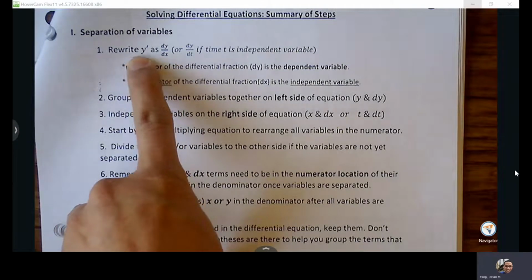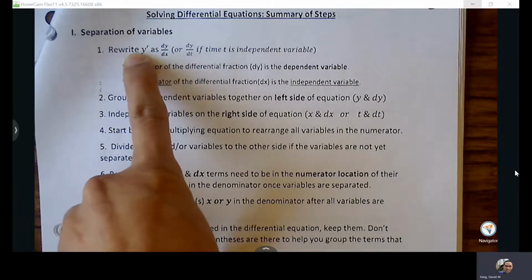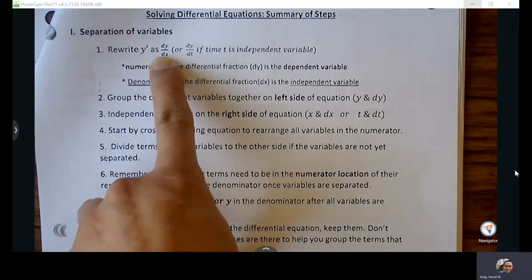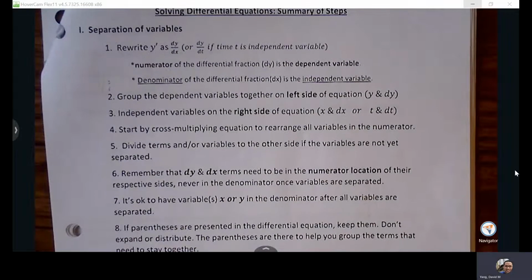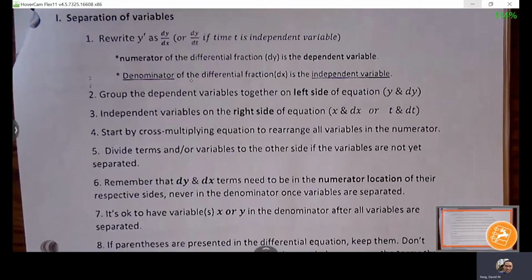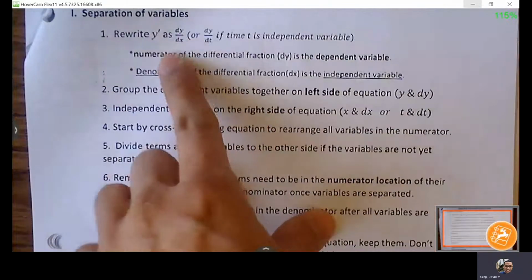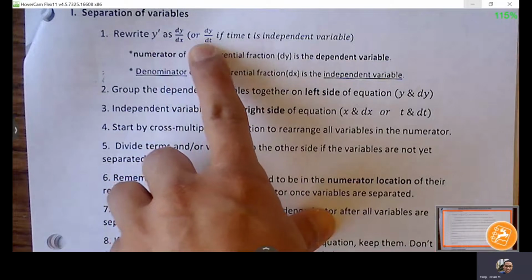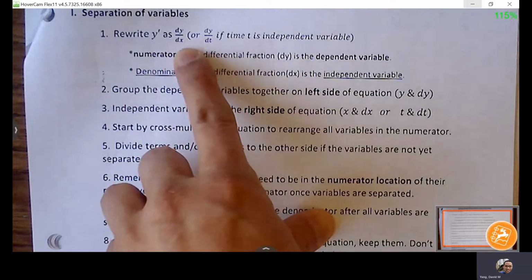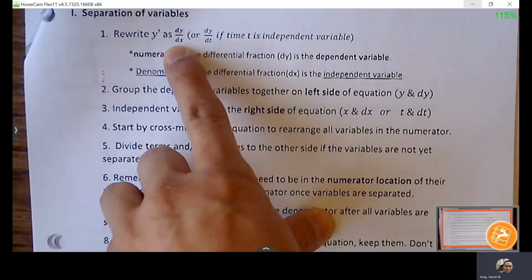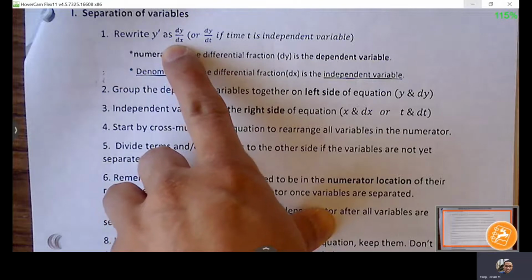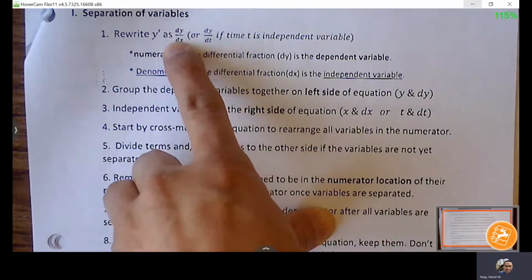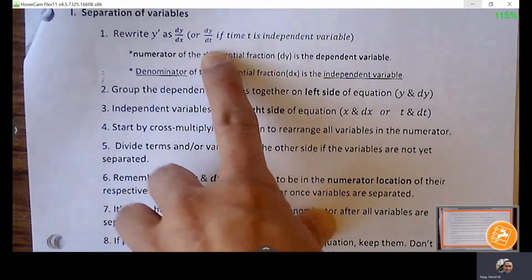Whenever you see y prime, you always want to rewrite this as a more descriptive form, like for instance, dy over dx. Now you're going to see that it could be either dy dx or it could be dy dt. For now, all of the variables that we're dealing with have been x's and y's. So you'll see it as dy over dx.